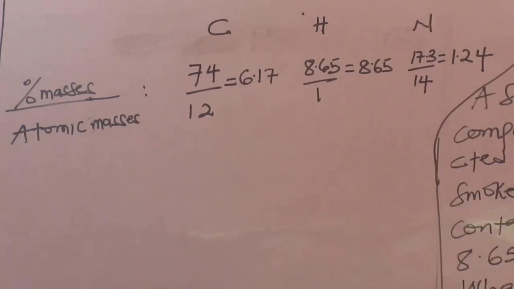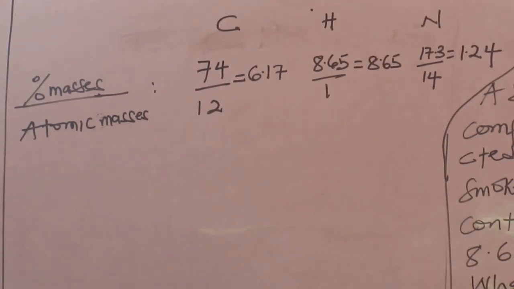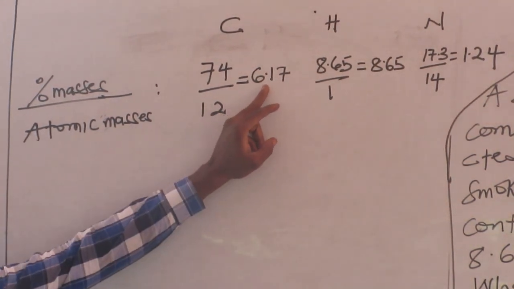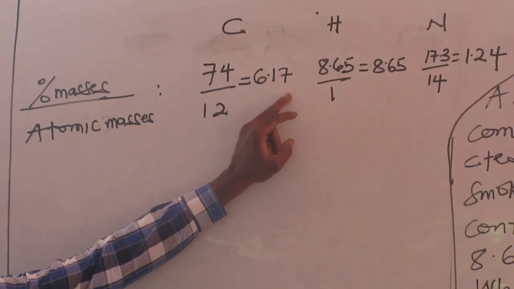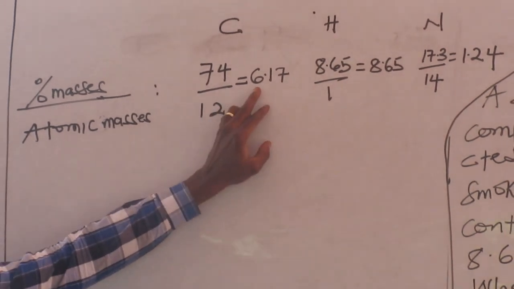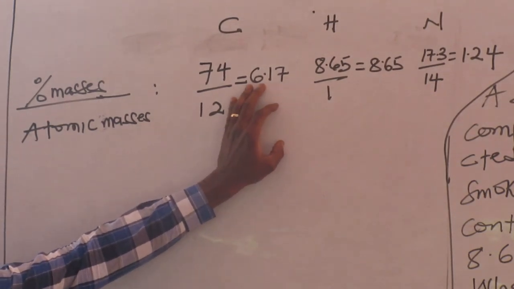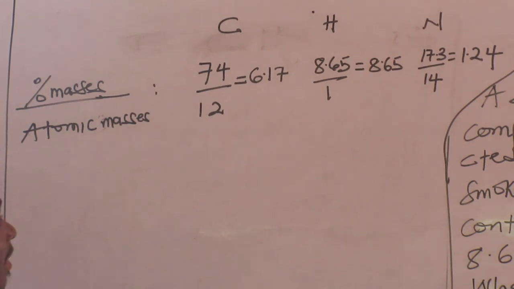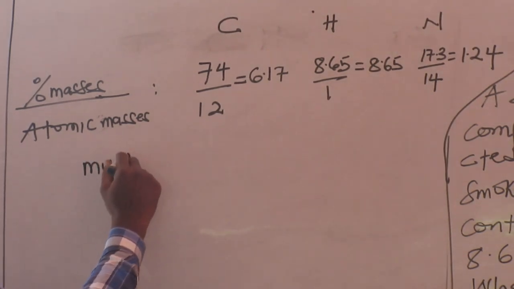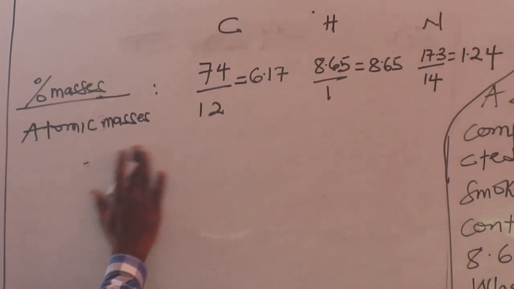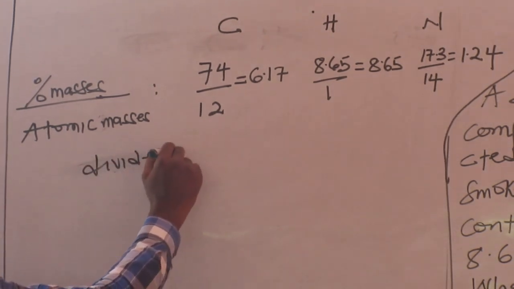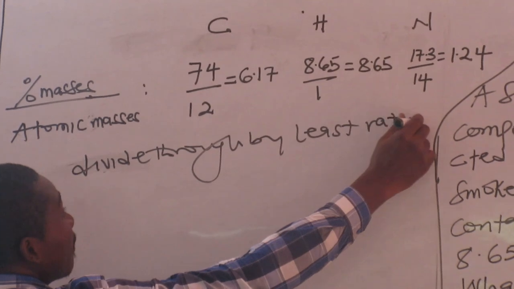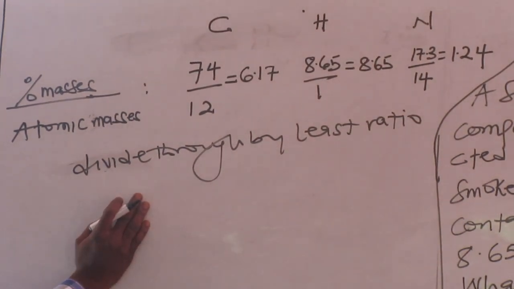The next step is to divide through by the least ratio. And let me tell you something here. Anytime you are doing this kind of work, always leave your answers in two or three decimal places, don't round randomly. Maybe this is 6.17, and you try to round it as 6.2. No. Don't do that. I'm going to give you a reason in the next question. So divide through by the least ratio, that's the smallest of all, which happens to be 1.24.